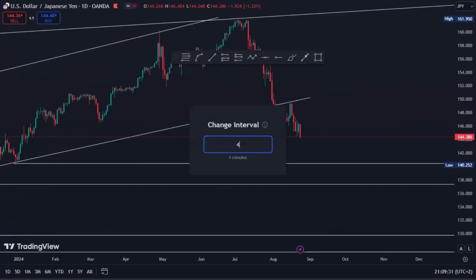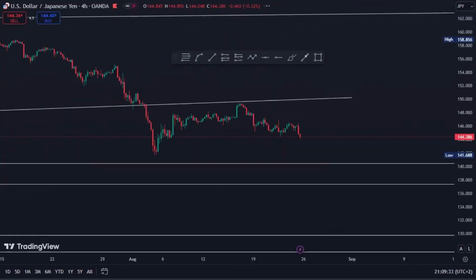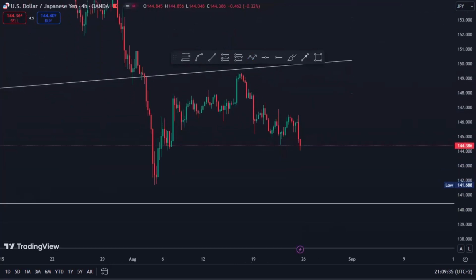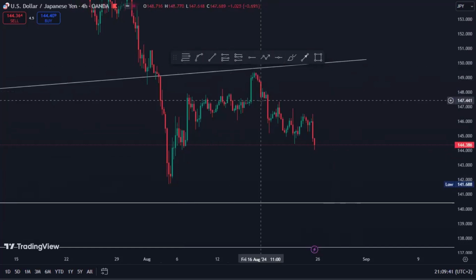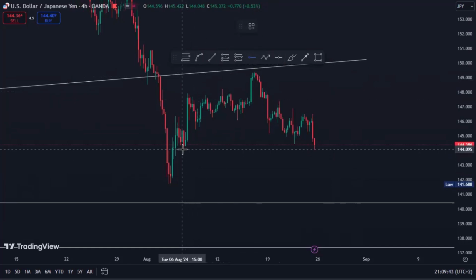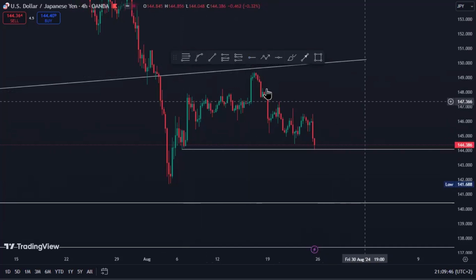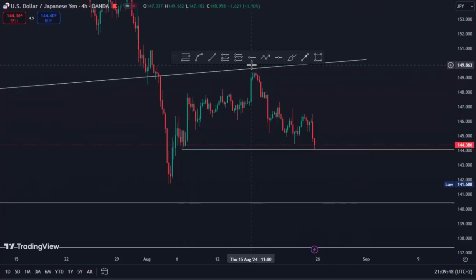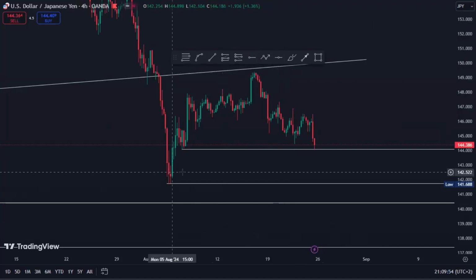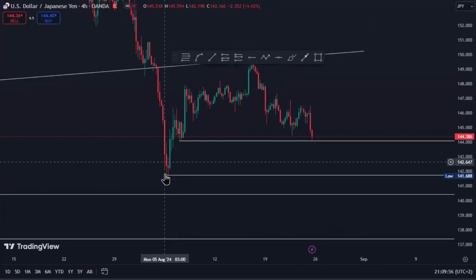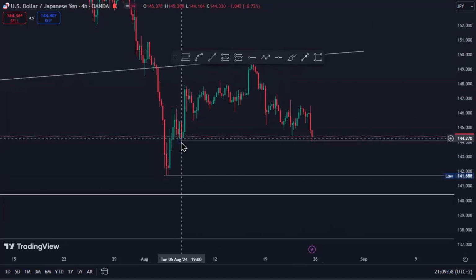All right, so let's go to H4 and see what's happening on H4. Okay, so we're gonna identify this zone also. Yes, let's identify this one also, guys. It's very, very important to identify these zones. So as you can see, the market is currently here.